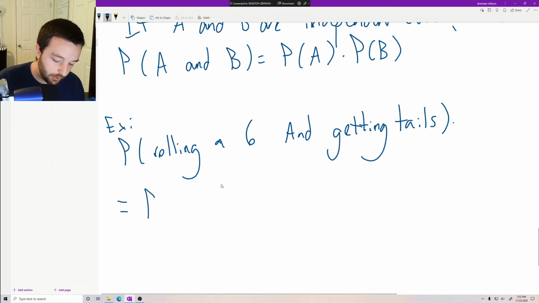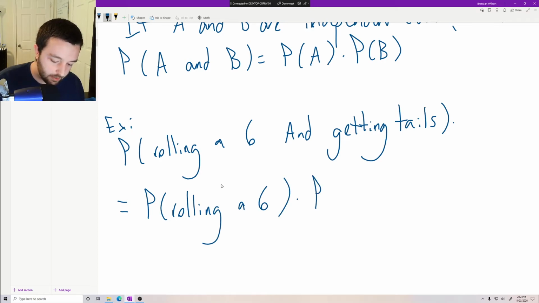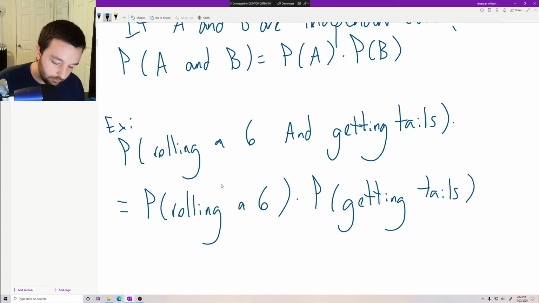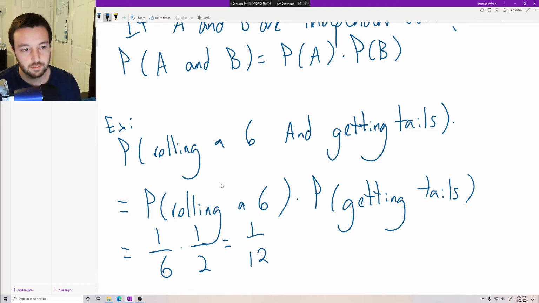So using this rule, will we still get 1/12? Well, we know these are independent, so this should be the probability of rolling a 6 times the probability of getting tails. Rolling a 6 would be 1/6. Tails would be 1/2. So we do get 1/12. Okay. So we get the same thing using this rule instead of just using the sample space.